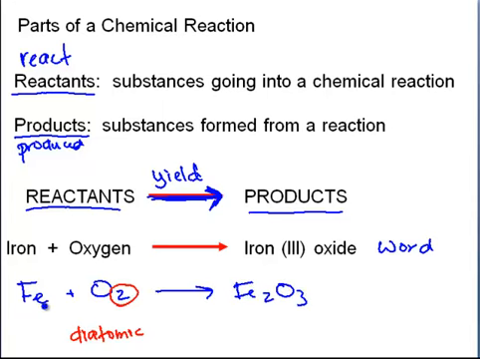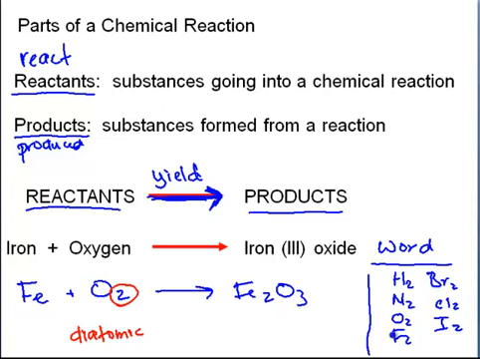Okay? And notice over here, iron does not have a 2 because it's not one of the 7. Remember, hydrogen, nitrogen, oxygen, fluorine, bromine, chlorine, and iodine. These are your 7 diatomics. They have the green dots on them on the periodic table. They're the ones that have to be H2, Br2. They have to be diatomic.